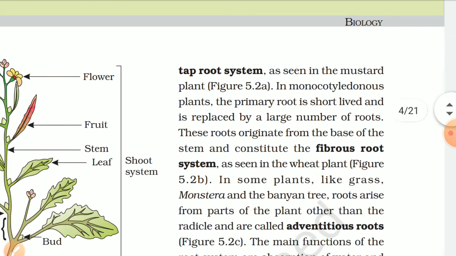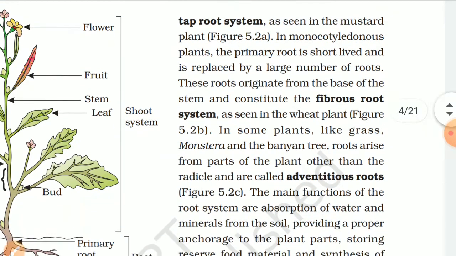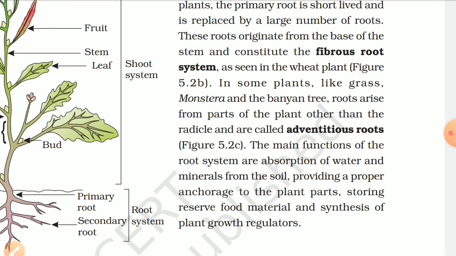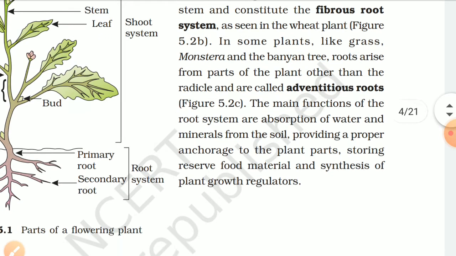Figure 5.2a. In monocotyledonous plants, the primary root is short-lived and is replaced by a large number of roots. These roots originate from the base of the stem and constitute the fibrous root system, as seen in the wheat plant. Figure 5.2b. In some plants like grasses, monstera, and the banyan tree, roots arise from parts of the plant other than the radicle and are called adventitious roots.